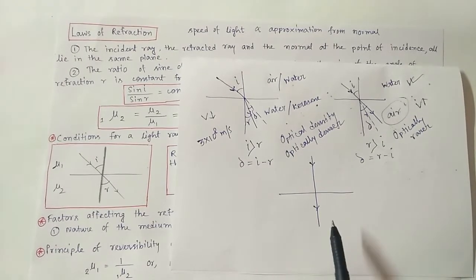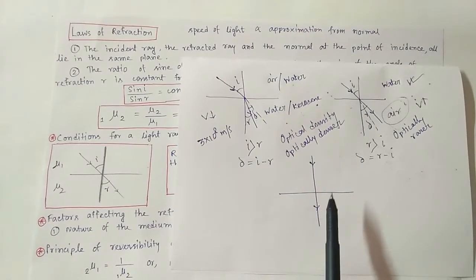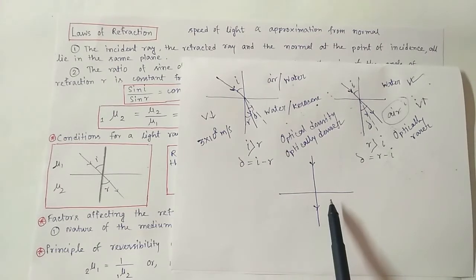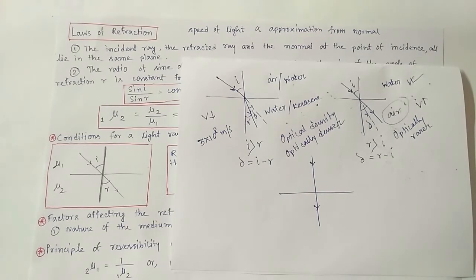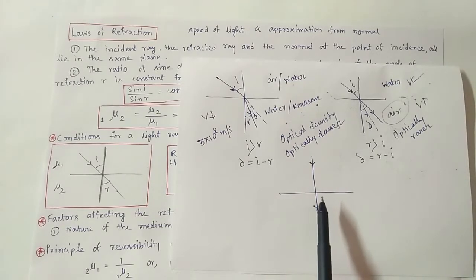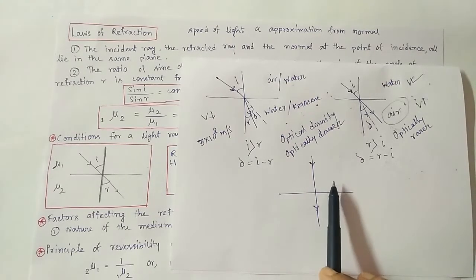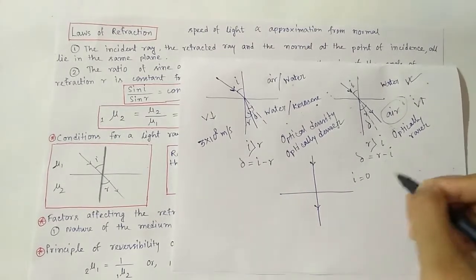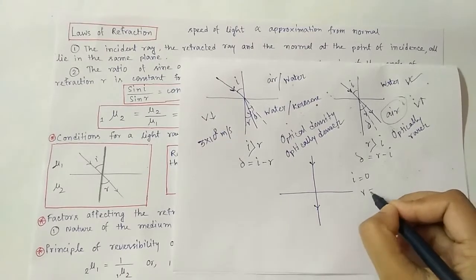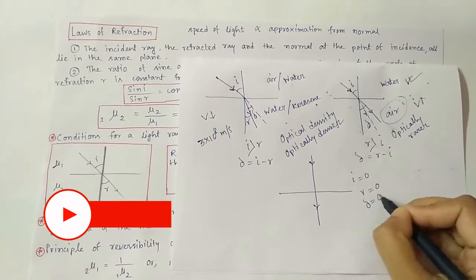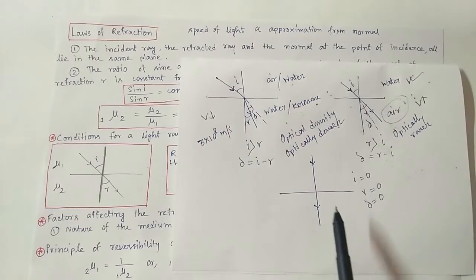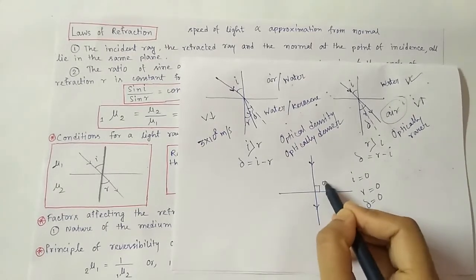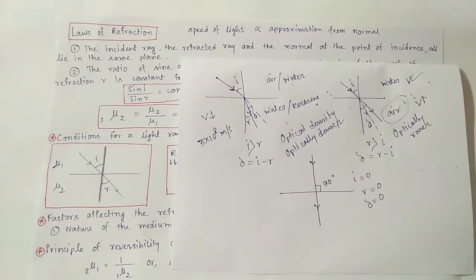Now I have told you that when light moves from one medium to another medium along the normal of the boundary, that is, the ray of light is incident normally on the surface separating the two media, the angle of incidence will be 0 and the angle of refraction will be 0. That is why delta is equal to 0. There will be no deviation of light. It will simply move linearly. And here this will be 90 degrees. So these three things can happen.